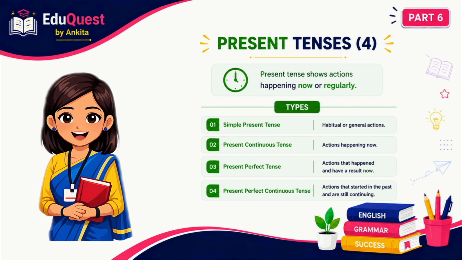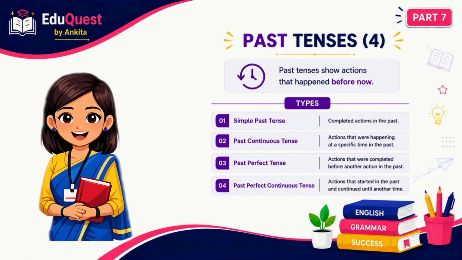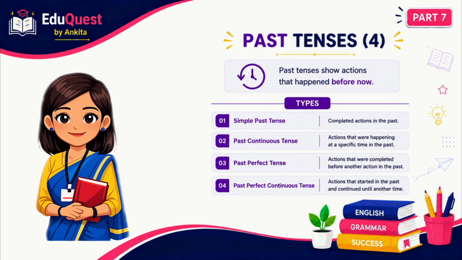The present tenses help us talk about daily routines, actions happening right now, and actions that are still continuing. In the next lessons, we will study each one with easy examples. The past tenses describe actions that happened before, were in progress, or were completed in the past. Don't worry, we will learn them step by step.